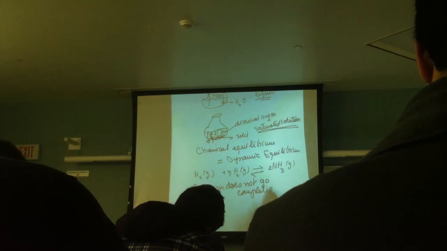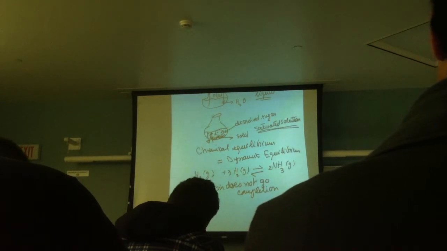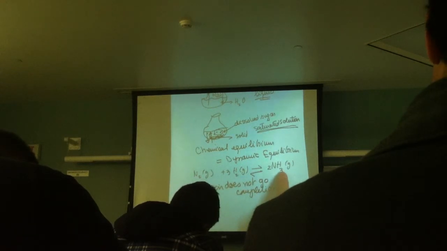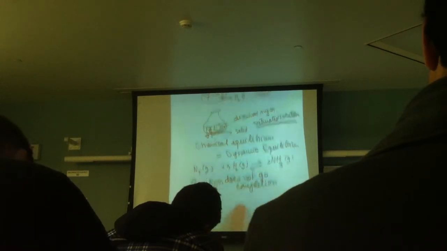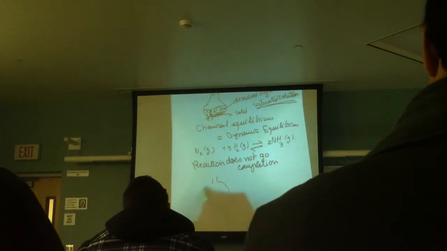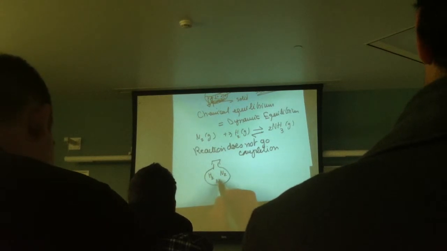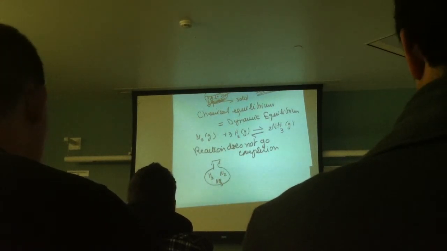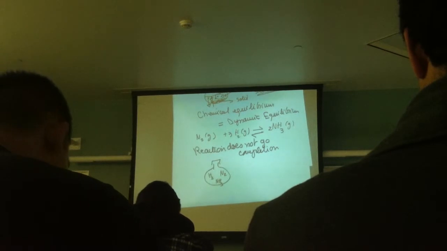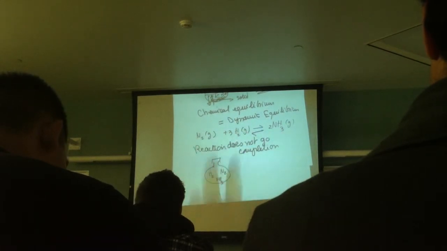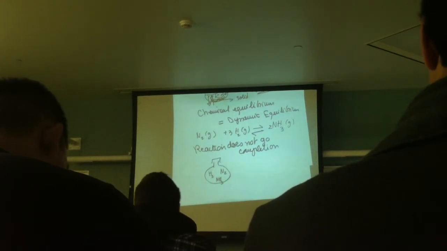Let me remind you what we mean by completion. Completion means all the reactants react and I only have products. No, I don't have that situation. What do I have? I have a mixture of everything. Hydrogen gas, nitrogen gas, ammonia gas, they are all sitting together in the same container. These two form ammonia, the ammonia decomposes, forming these two. They're going back and forth. Is the motion going on? Yes. Motion means what? Dynamic.